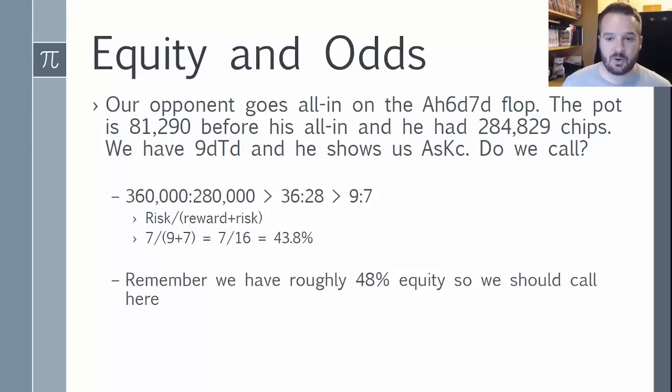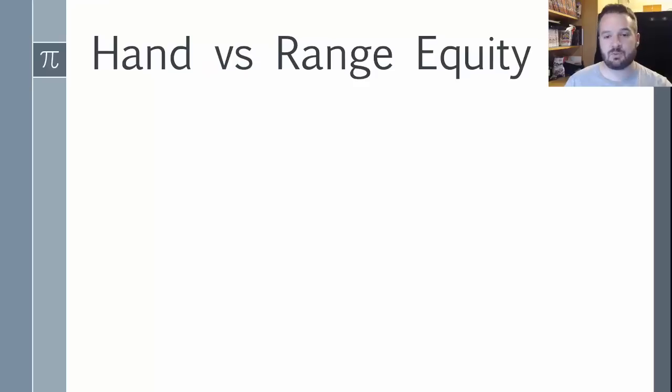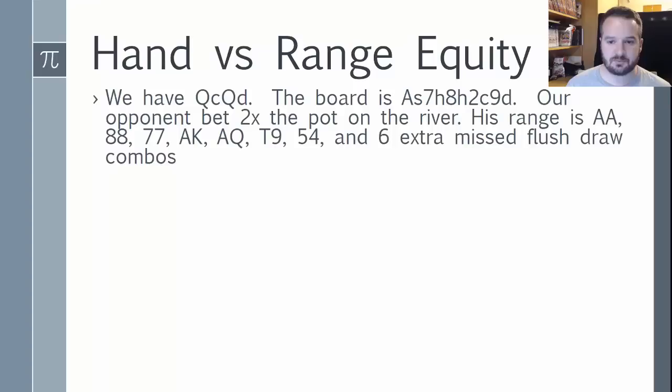Okay. So the next thing we're going to talk about is hand versus range equity. This time I'm just going to show an example. We get to the river and we're looking at whether or not we should make a call. We have queen, and we get to the river and our opponent bets 2 times the pot, and he's a really nice dude and he tells us what his exact range is. So he has aces, 8-7s, ace king, ace queen, 10-9, 5-4, and then 6 extra missed flush draws. What I mean by extra is they're not a flush draw that has a 10, a 9, a 5, or a 4. So they're completely separate combos, and we're counting those in all of his range.